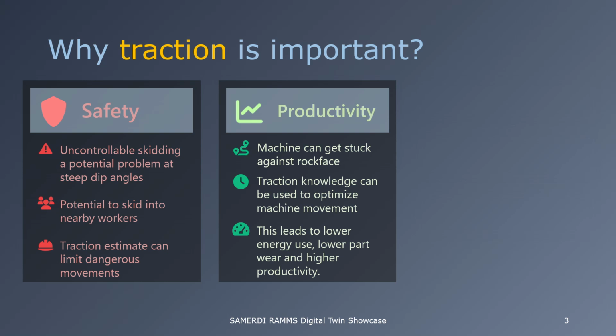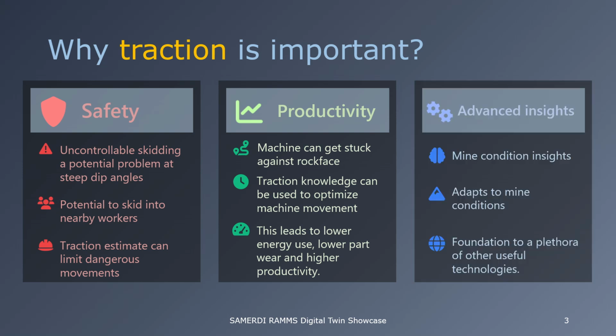Secondly, there are also productivity implications. As I just mentioned, the machine might get stuck against the rock face, which means it takes time to remove this vehicle, it might block other vehicles, and it just hampers productivity. Furthermore, if we know something about the traction, we can also use this to optimize the machine's movement. For example, we can try to optimize certain movements so that it uses less battery power, or we can optimize movements to result in the lowest wear on the drivetrain, or things like this. But to do this in the first place, you need some idea of what the traction is.